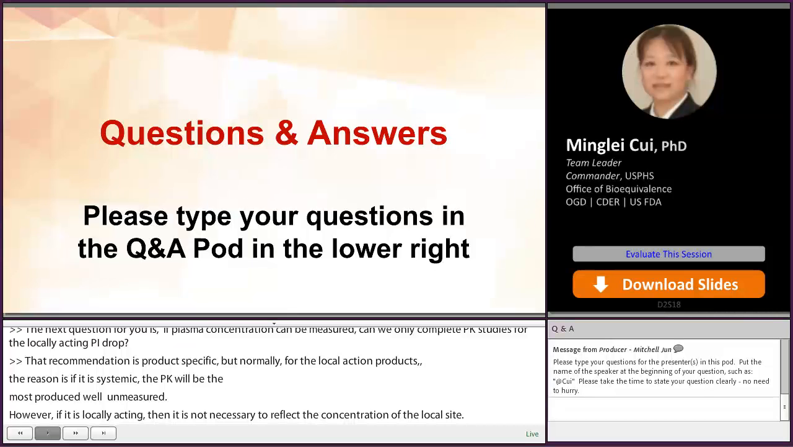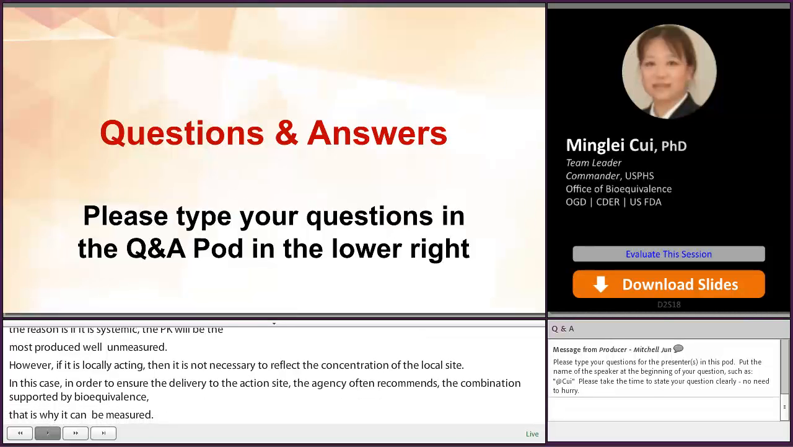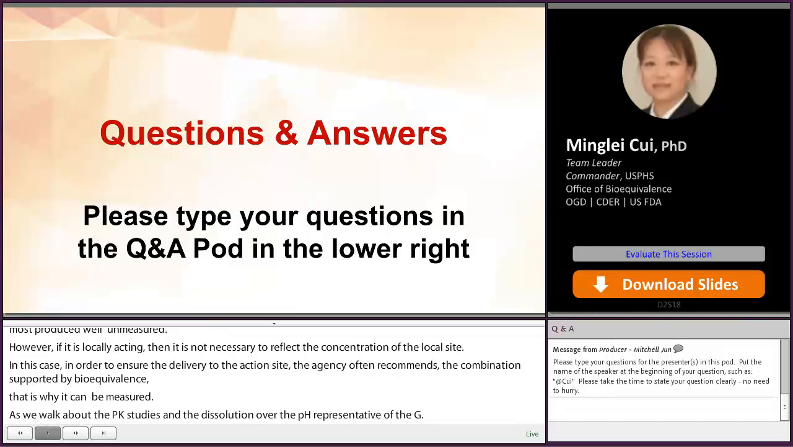That's why if you look at the mesalamine product, which fits this category as locally acting but PK can be measured, we recommend both the PK study and the in vitro dissolution over the range of pH representative of the GI tract. With that, we think that bioequivalence at a local site can be ensured. Thank you.